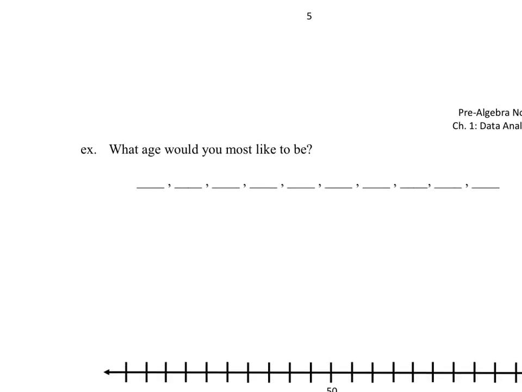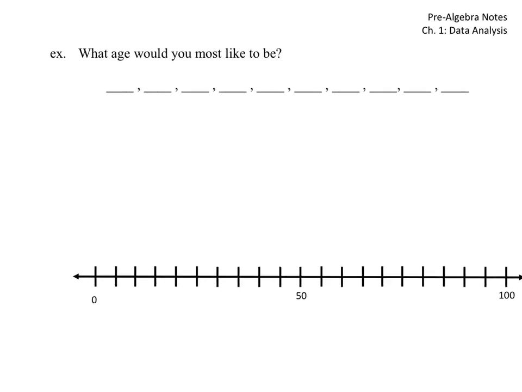I want something that has an even number of data points. In class, I'll ask people what age they'd most like to be. So I'm just going to make up some numbers because even my family's asleep. I'm the only one around right now. But I'm going to say somebody wants to stay 12 or be 12.